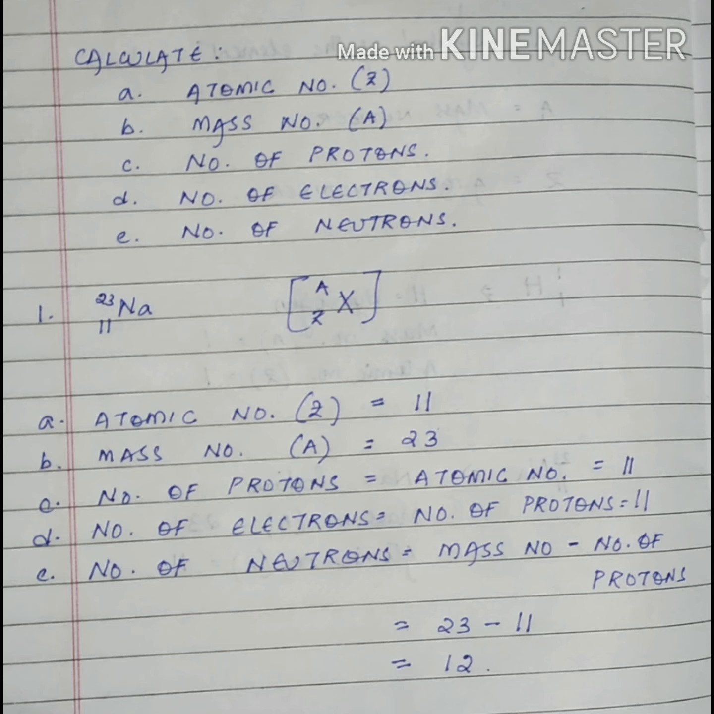Now we come to the number of neutrons. We already know that mass number equals to number of protons plus number of neutrons. So if we minus mass number and the number of protons, we will get the number of neutrons, that is equal to 12. So I hope you all understood what was done. So using this method, you can easily calculate the atomic number, mass number, number of protons, electrons and neutrons of an atom.